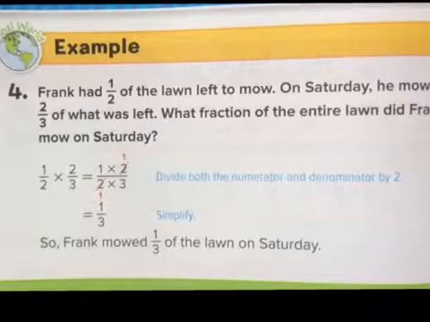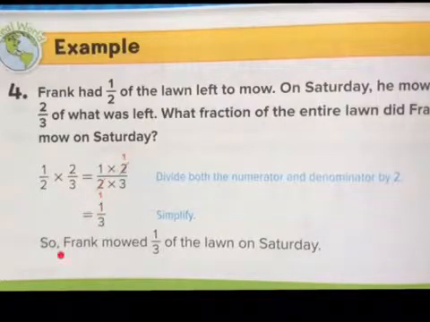On Saturday, he mowed 2/3 of what was left. What fraction of the entire lawn did Frank mow on Saturday? So we're looking for a half of 2/3. So there we go. Okay, you multiply both of them, but they cross-reference, and then it's just 1/3. So Frank mowed 1/3 of the lawn on Saturday.